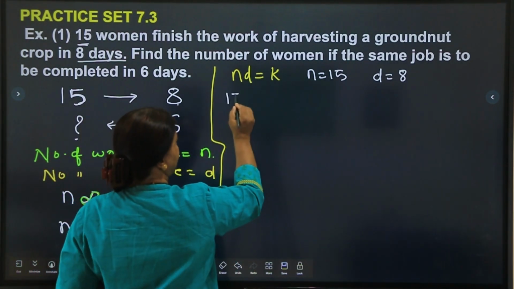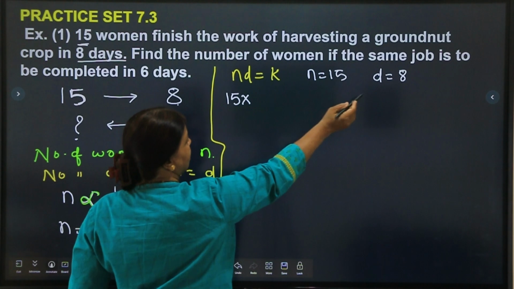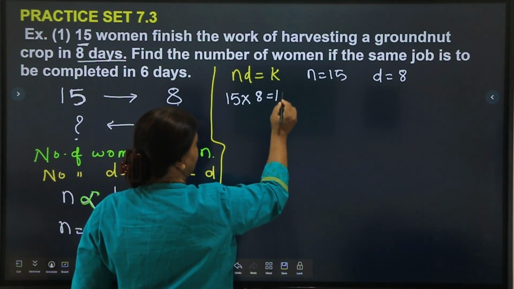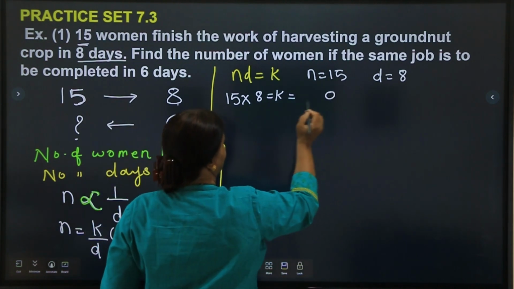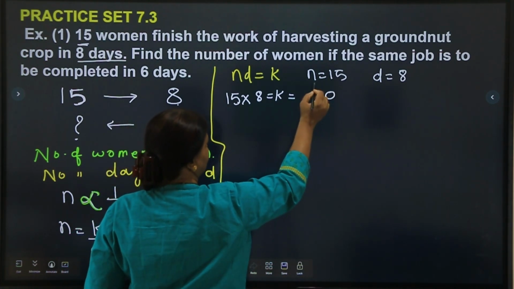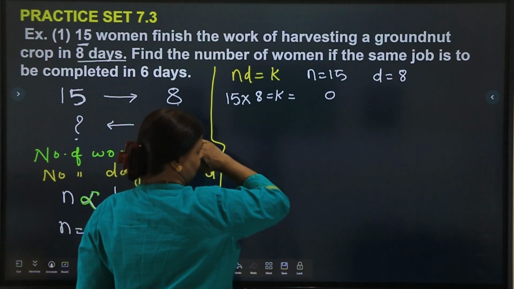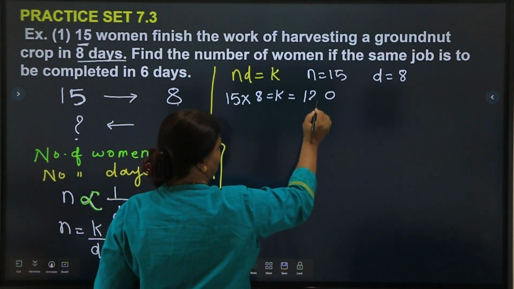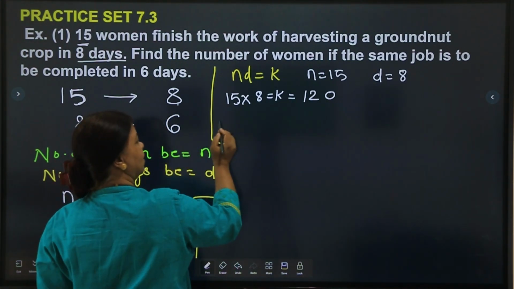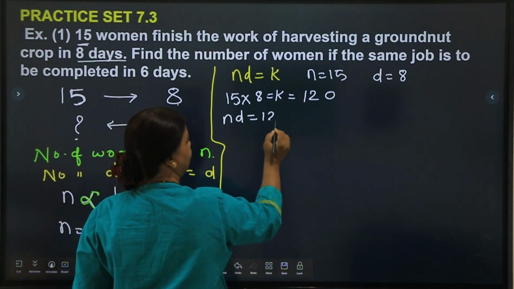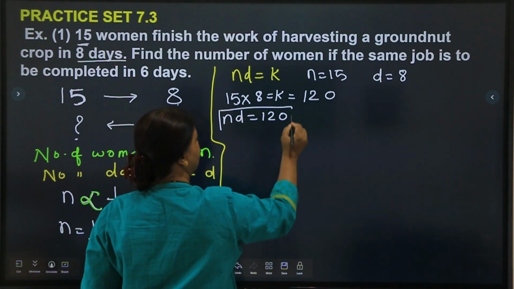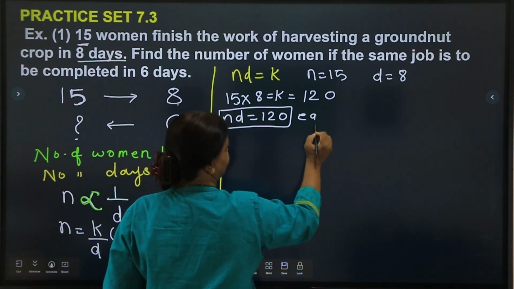So, n is 15 into d, which is 8, is equal to k, which will be equal to 5 8s are 40, 8 1s are 8, 12, 120. So, the k value we got is 120. Now, we will write the equation of variation. nd is equal to 120. This is your equation of variation.